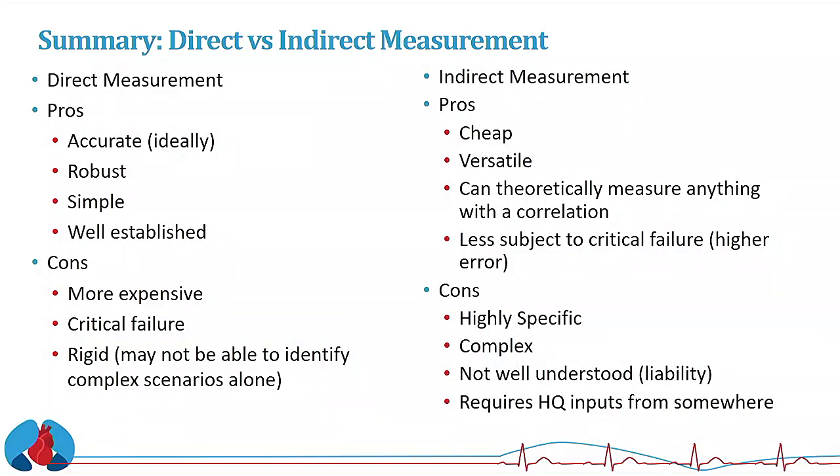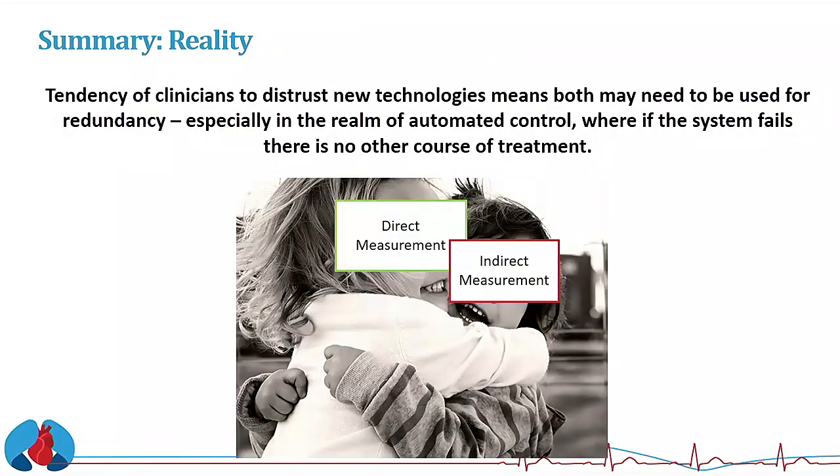So which one is ultimately better? Who thinks direct measurement's better? Yeah, one guy. Two guys. Okay, who thinks indirect measurement is better? About 5 guys. So the reality is they're not mutually exclusive. One is not better than the other, and we can actually use both to make really robust systems that can do good things for our patients.